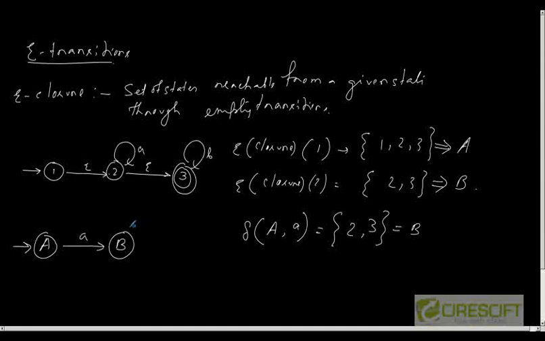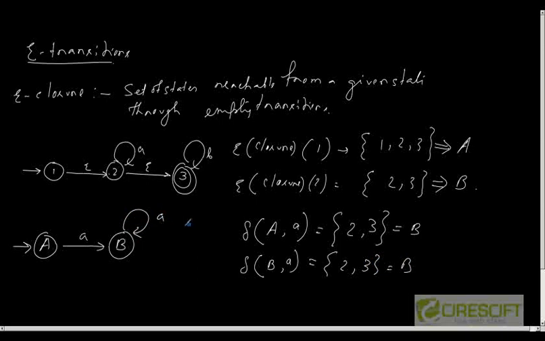Now on B, with A, what can happen? B is 2, 3. On 2, 3, if I consume A, then I can either remain in 2, or after consuming the symbol A, I can go to state 3. So it will be B itself. Understood?